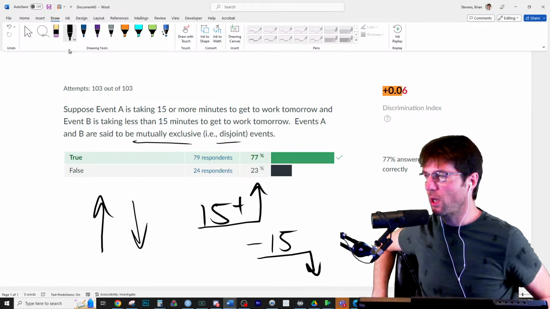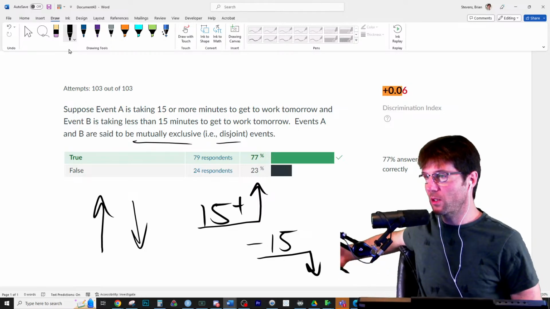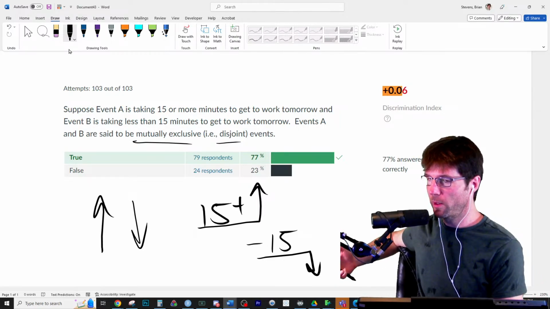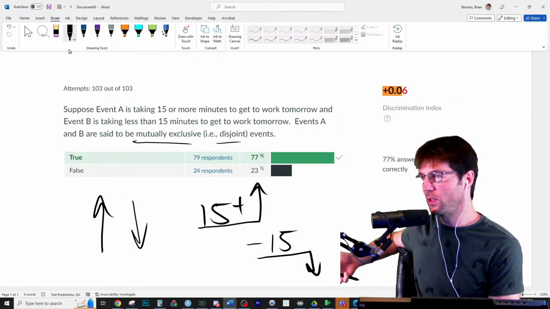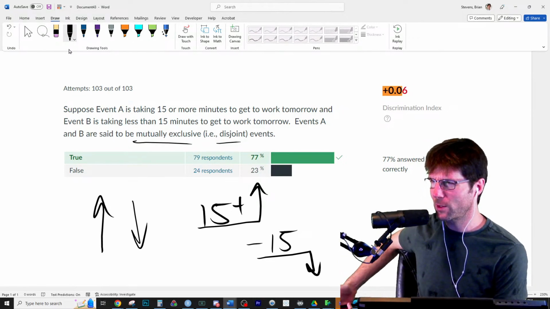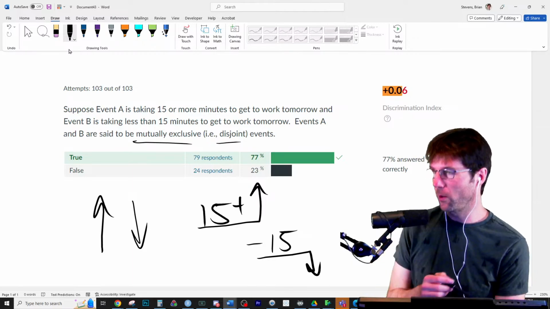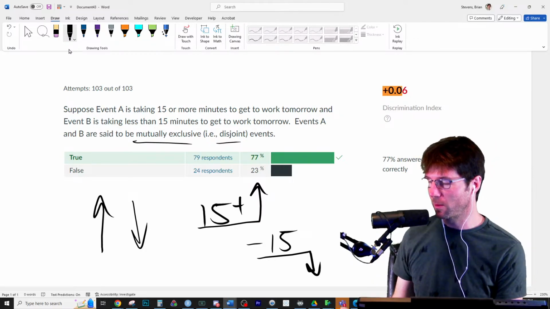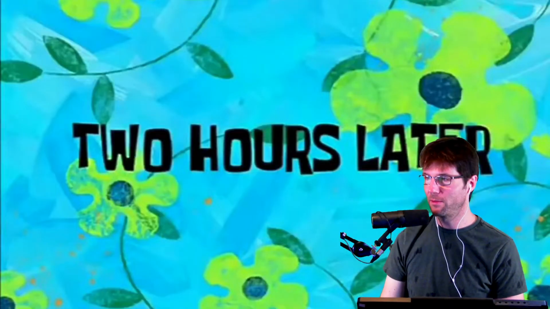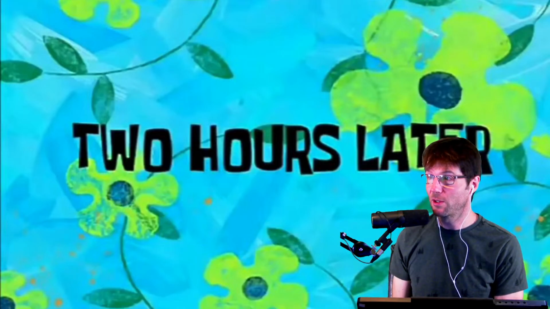Yep, and they're also pretty much complements. Does that make sense too? And complements are disjoint because it either takes you 15 or more minutes to get to work or it doesn't, which means you took less than 15. As long as we say you got to work, we could add in, given you go to work tomorrow, it either takes you 15 or more minutes or less than 15 minutes. It's not bad to know that, but not all things that are disjoint are complements.